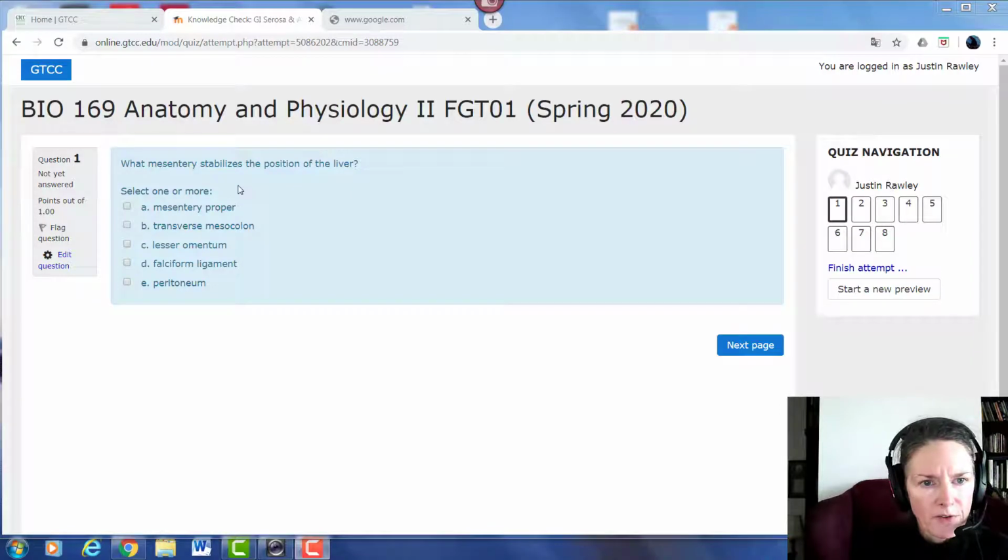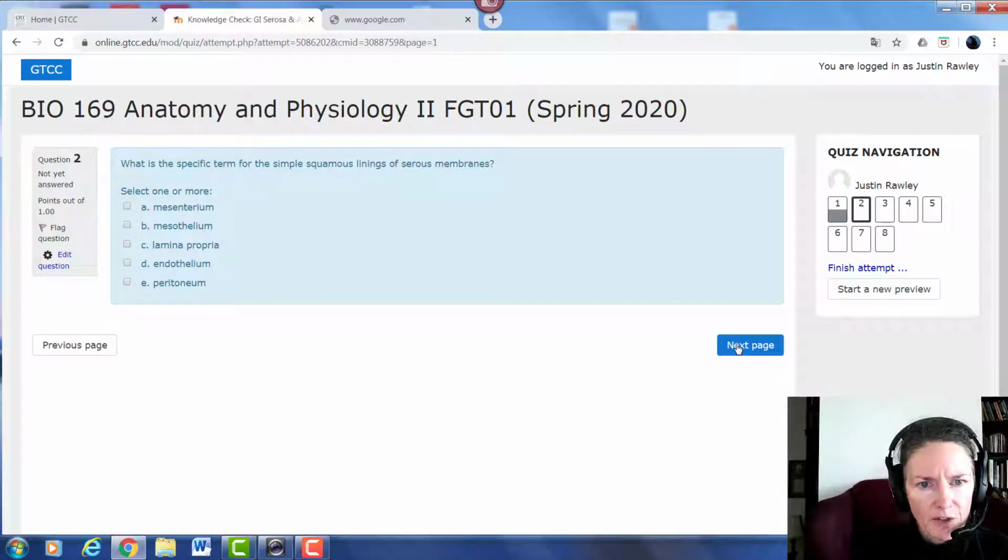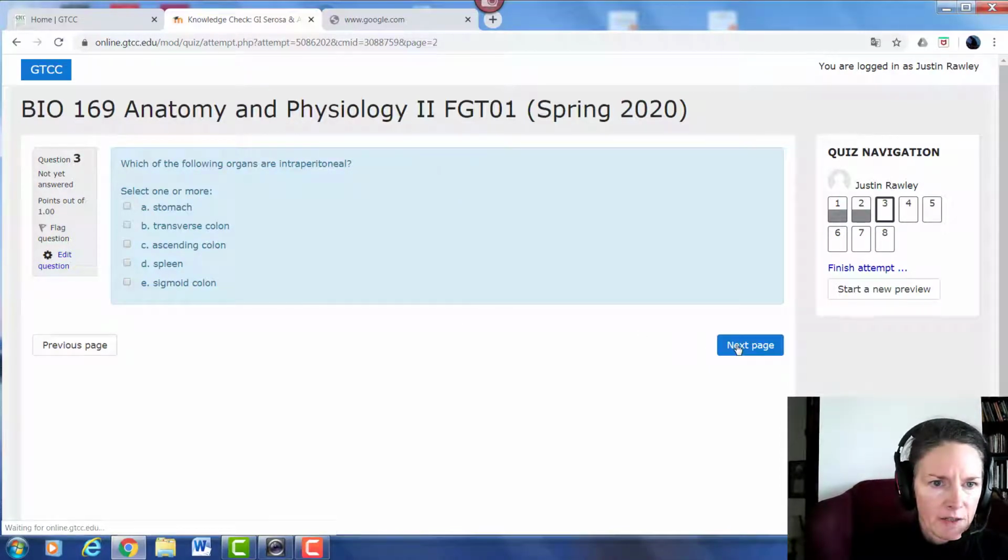So, what mesentery stabilizes the position of the liver? That will be the falciform ligament. What is the specific term for the simple squamous linings of the serous membrane, the mesothelium? Which of the following organs are intraperitoneal? The stomach, the spleen, sigmoid colon, transverse colon, the ascending colon and descending colon are retroperitoneal.